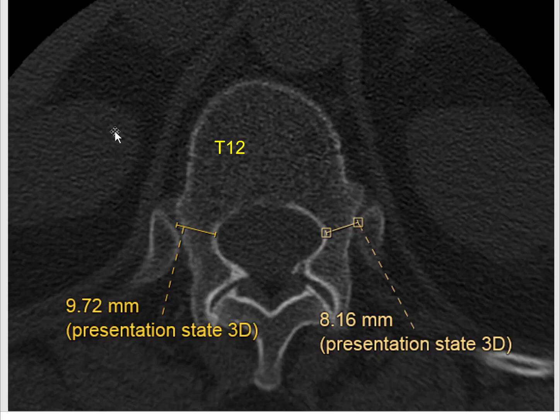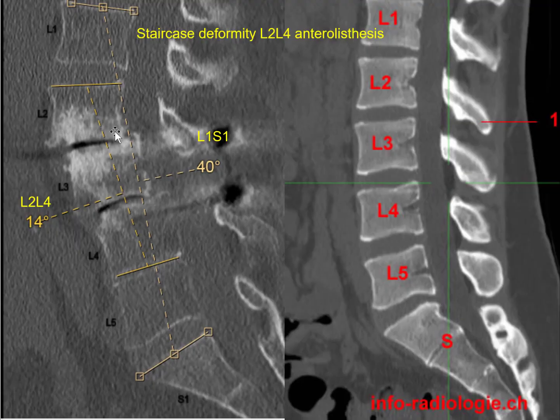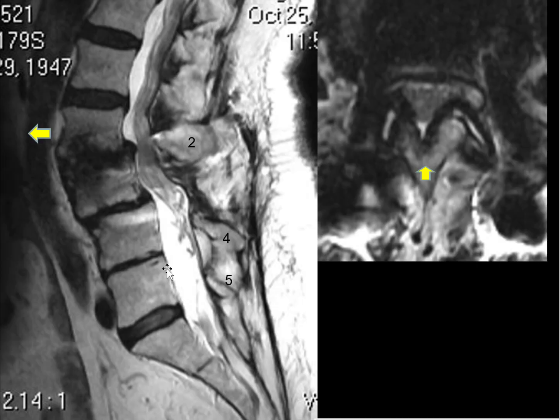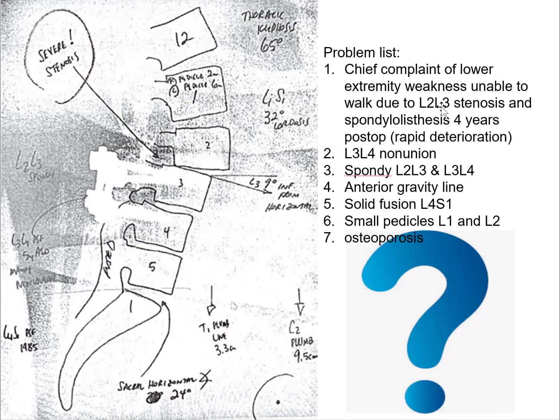T12, as most people with some experience in these matters know, she has very large pedicles, so T11 was good, T10 was good. So basically she has 2 levels of spondylolisthesis, L2, L3, and L3, L4, staircase step deformity. This is her CT, and this is the normal CT on the right. And you can see she has 40 degrees of lumbar lordosis, L1 to S1, which is not too bad.